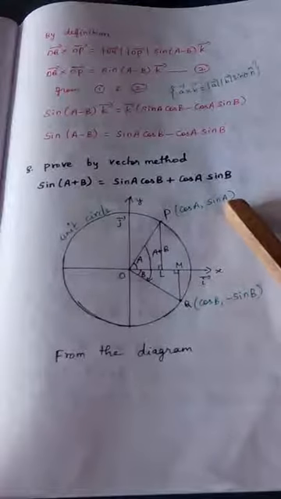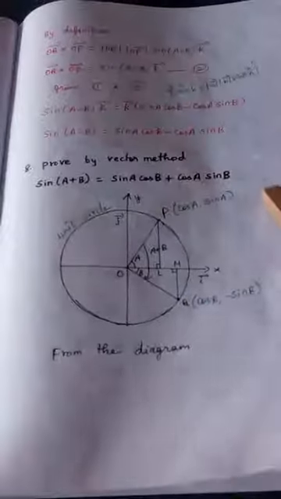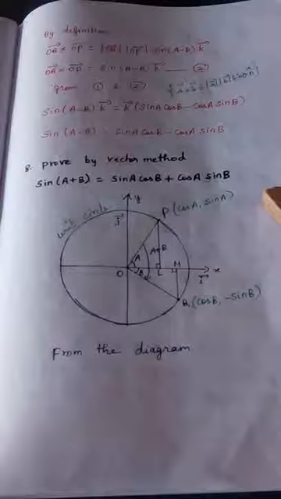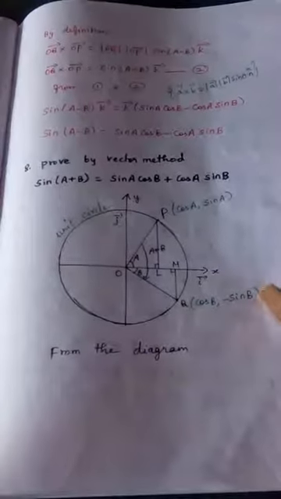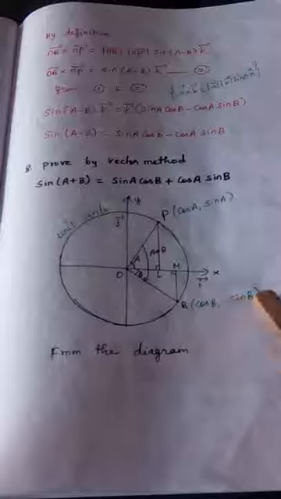Since here the angle is B, the point Q can be written as cos B comma minus sin B. Why am I writing minus sin B? Can you guess why I am writing minus sin B? Because this Q lies in the fourth quadrant. So plus minus should come.